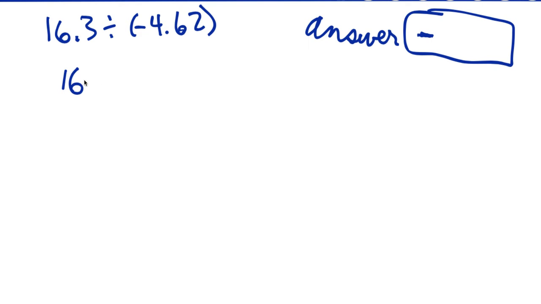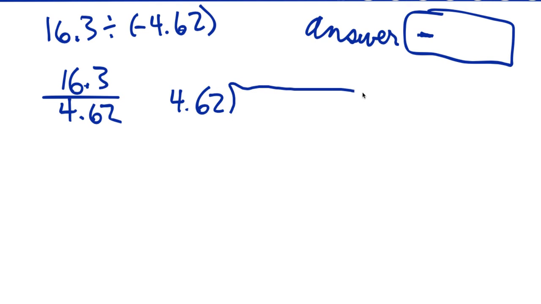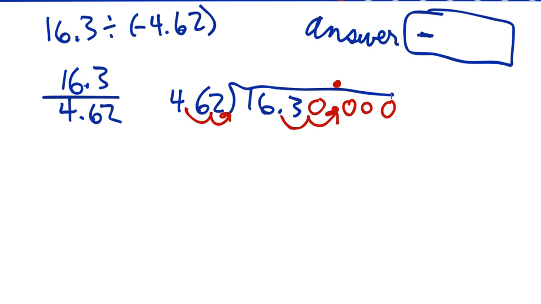Then remember, 16.3 divided by 4.62 can be rewritten as a fraction, 16.3 over 4.62. Now I got my divisor and my dividend. We're good to go. It's 4.62 into 16.3. Now remember, first thing I do, I got to move the decimal place 2 places. Got to do the same right here. So this goes 1, 2. Decimal place up top. That's the key thing. And we'll put a decimal place here. Put a few zeros here just as placeholders.